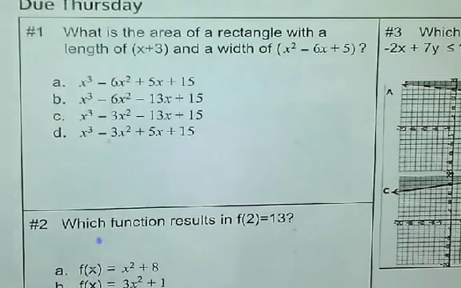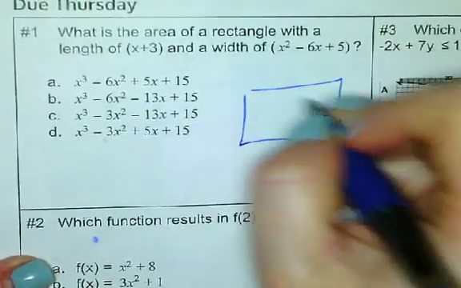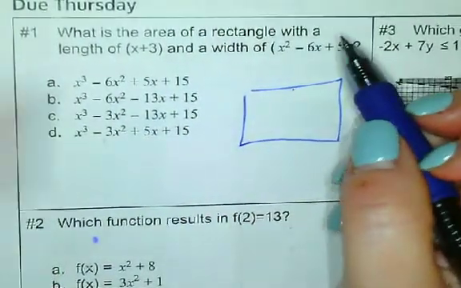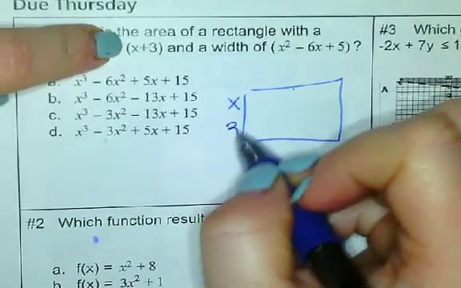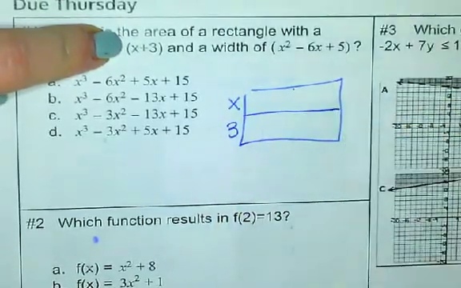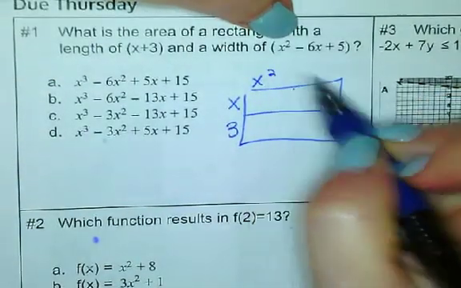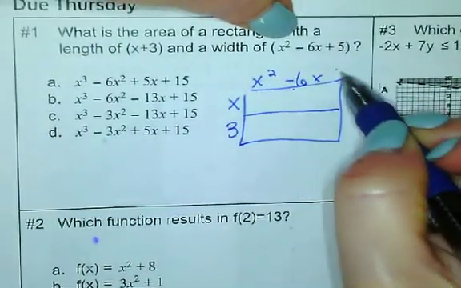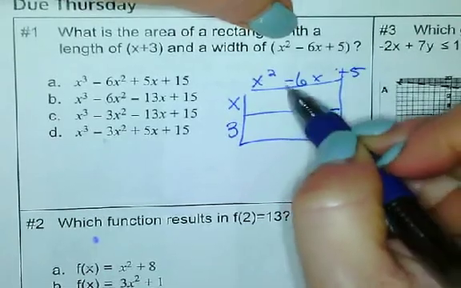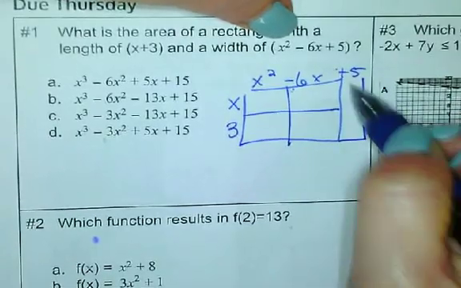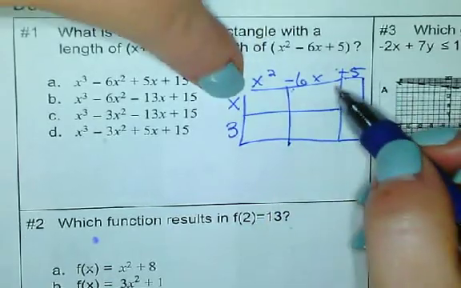So here we have, what is the area of a rectangle? So my length is x plus 3. We always write it out like this, stacking the terms. Width is x squared minus 6x plus 5. So it looks like we're going to have 3 sections up here.